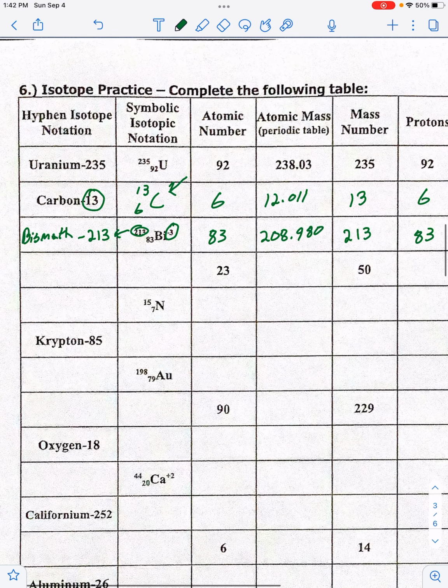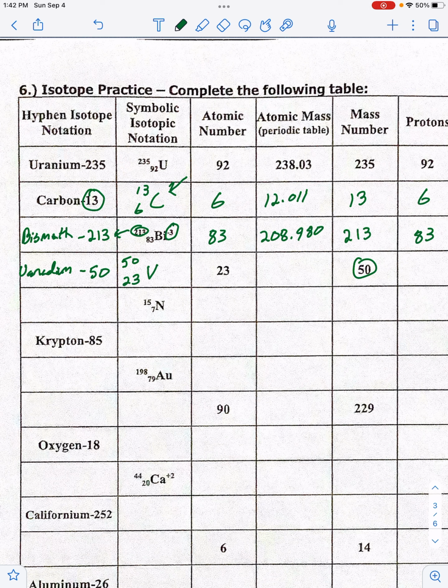Okay, let's look at this next one. So atomic number of 23. So we're going to look up 23 on the periodic table. Okay, and that is going to be vanadium. So I'm going to write out vanadium dash, and I gave you the mass number right here. So vanadium dash 50. Okay, so we're going to write our symbolic isotopic notation. So we're going to draw my V, because that's the symbol for vanadium. I'm going to put 50 on top, put 23 on bottom, and that is it. There's no charge or anything, so I don't have to worry about that.